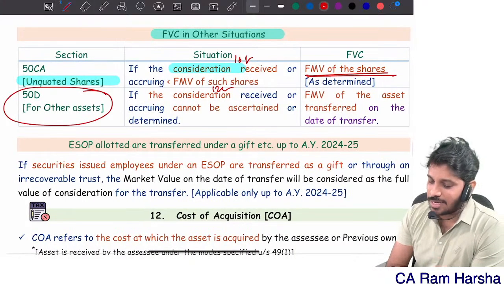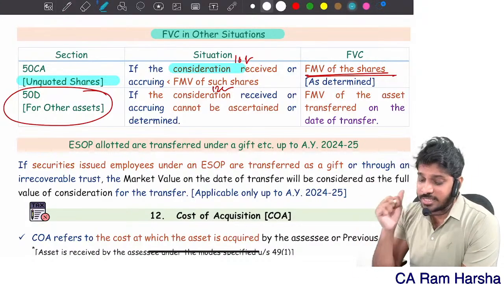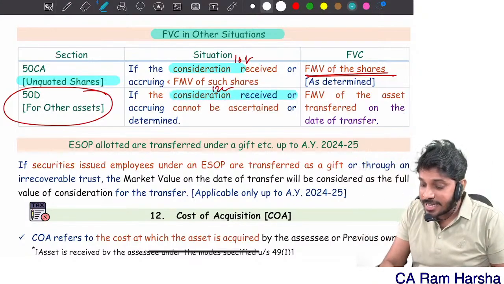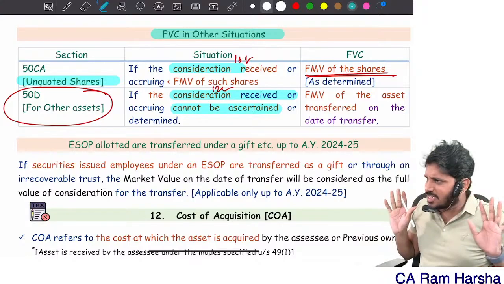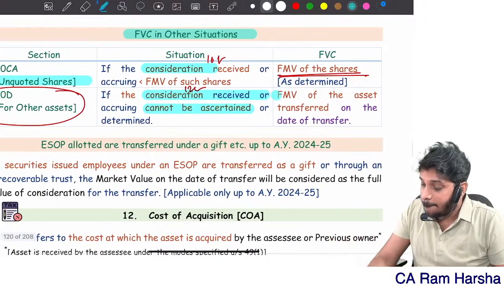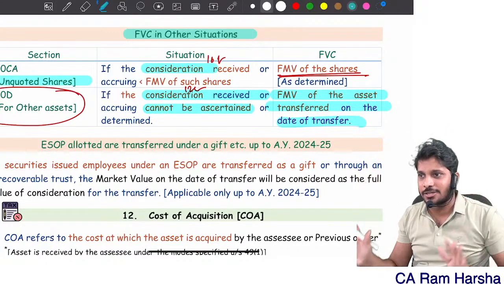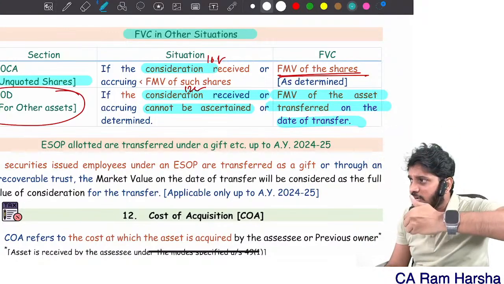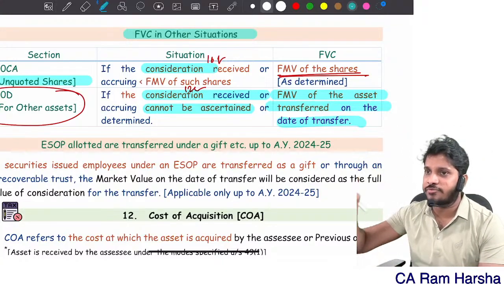Suppose I am selling any other asset, not unlisted shares, not land and buildings. Some other asset. What is the consideration? Always the actual. However, if consideration cannot be ascertained, say it's a case of exchange and we are unable to determine the consideration, then take the market value of the asset transferred. What you transferred has a market value; take that as the consideration. You got some non-monetary benefit in return and don't know how to value it; what you gave has a market value, consider that. That's it. Full value of consideration is over.